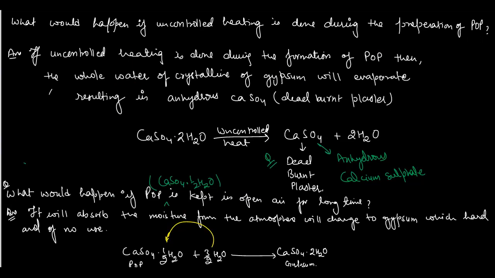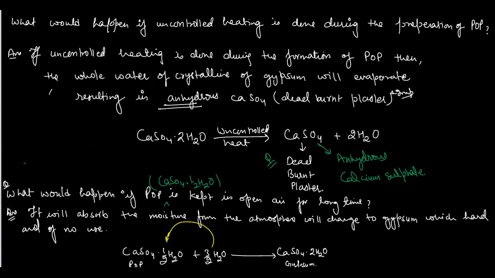If uncontrolled heating is done during the formation of POP, then the whole water of crystallization will evaporate, resulting in the formation of anhydrous calcium sulfate. Hydrated means water, and anhydrous means no water. That is also called dead burnt plaster. We call it dead burnt plaster. A 1 mark question comes from this.